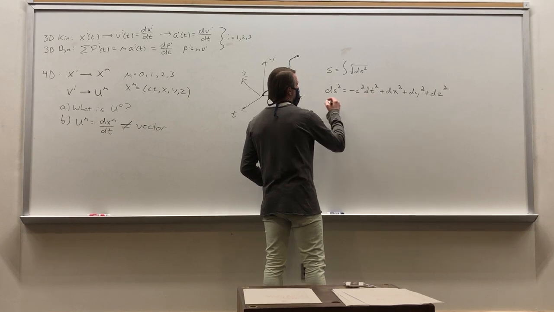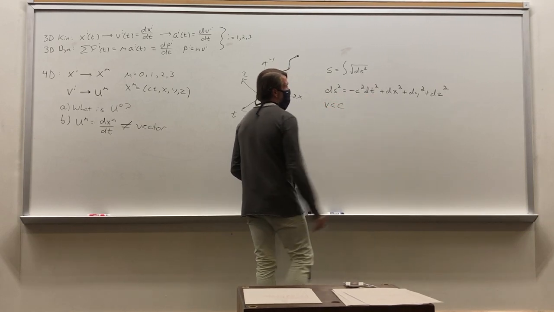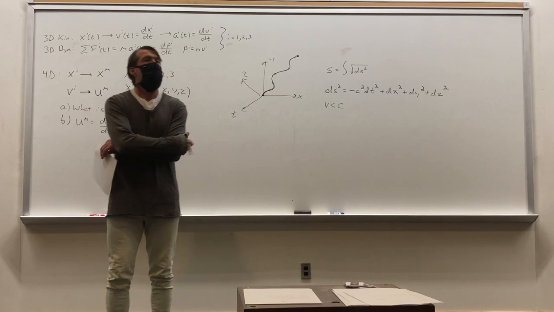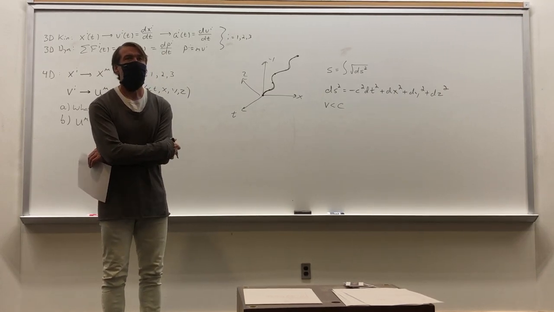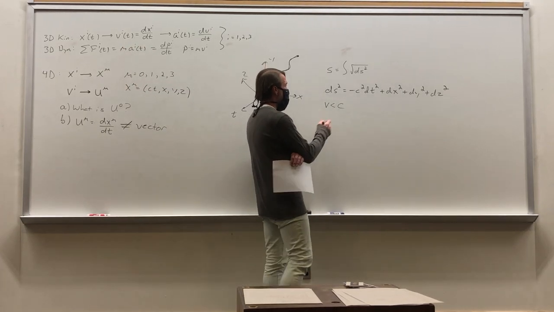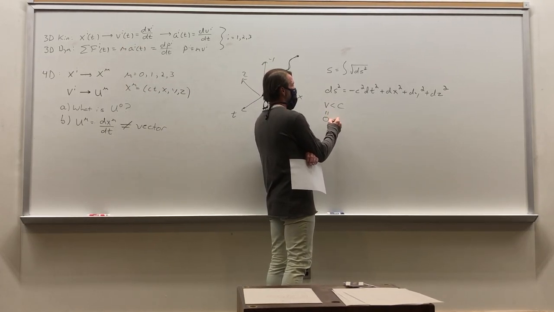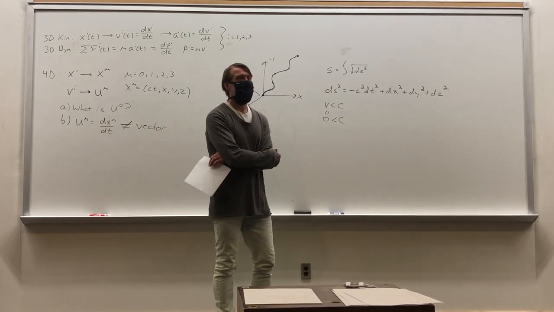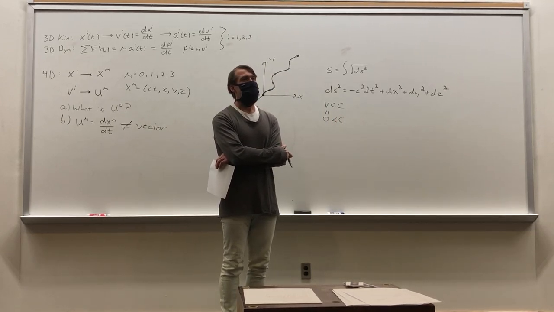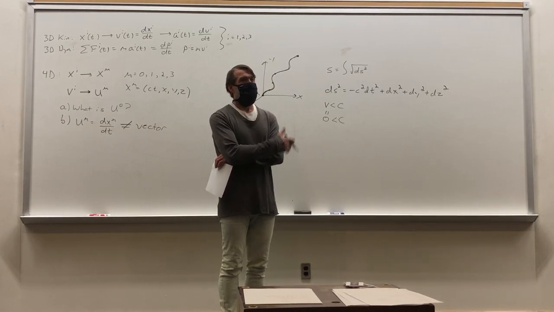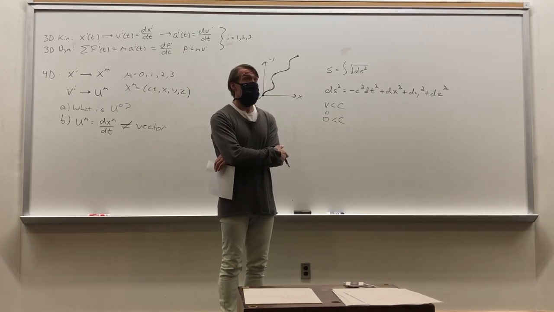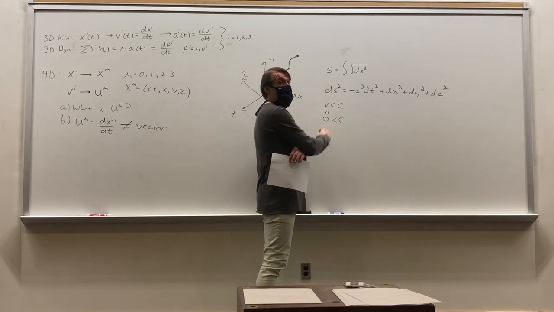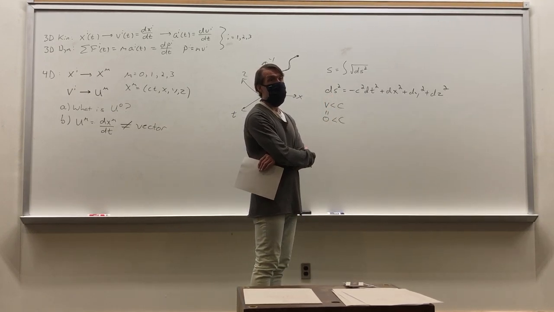What is the length if you're moving slower than the speed of light, which most things are? Let's take the simplest case: v equals zero, which is obviously less than c. What is dx, dy, dz when v is zero? What is dt? We don't know. Yeah, dt is just some positive number. But what's ds squared? Positive or negative? It's negative.